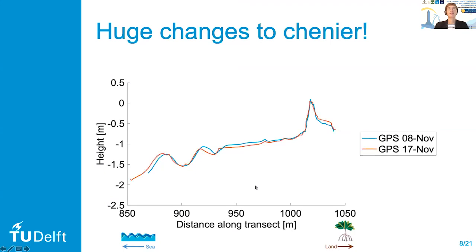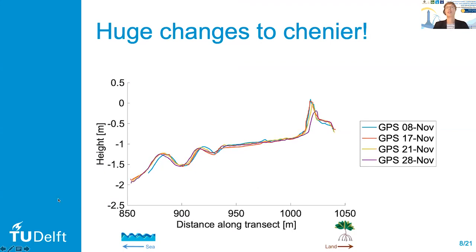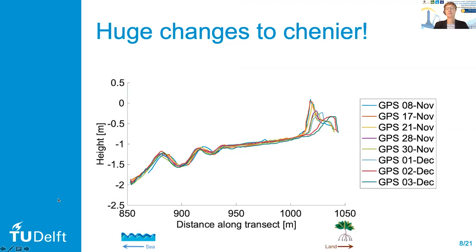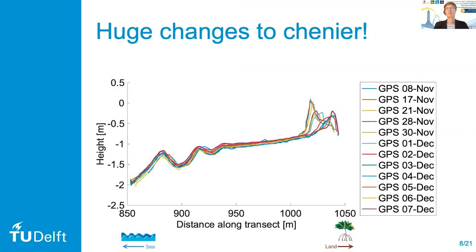And then this animation shows you how the profile changed. So this was over a period of 1 month, and just like shown in the previous slide, the waves were relatively low. The submerged part of the profile remained more or less stable, but the top of the chenier moved landward and also became lower. So that was an interesting and unexpected observation.